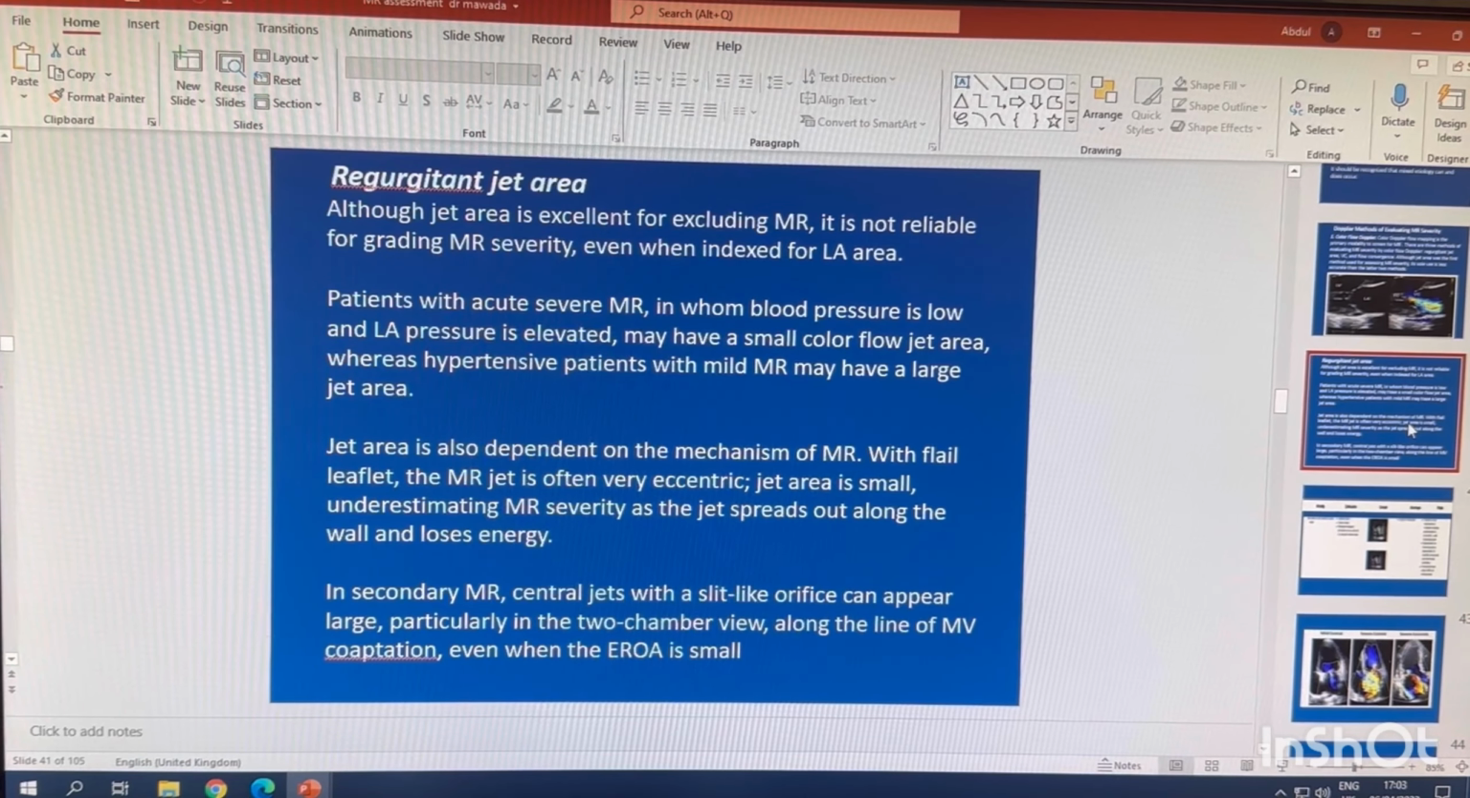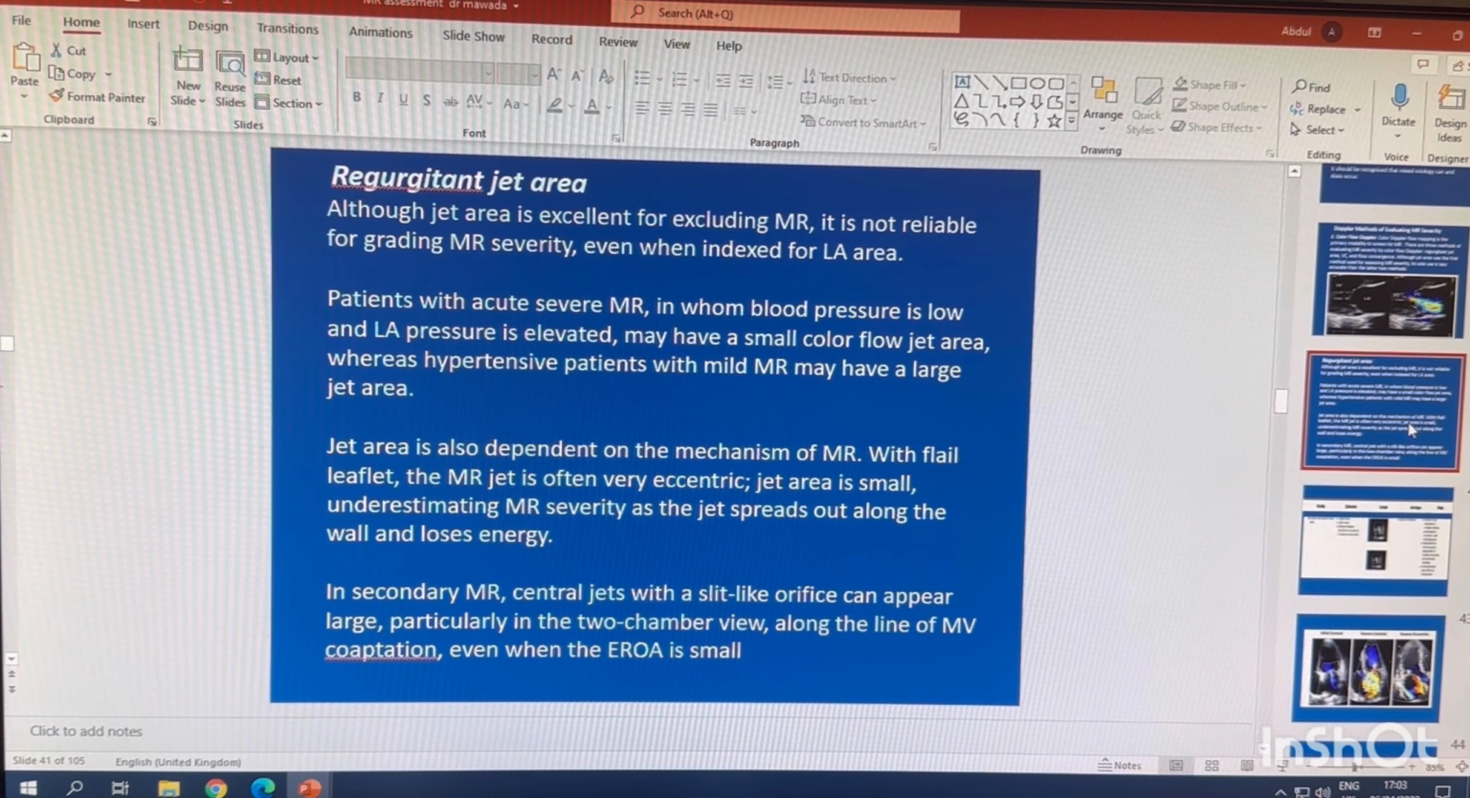Okay, here we are on the presentation. I'm not going to take much time here because these things are mostly easy and I already explained them. I'll just show you one or two things. One is the jet area, as I described already. Mitral regurgitant jet area is good to detect mitral regurgitation, but it's not a good predictor for quantifying mitral regurgitation.